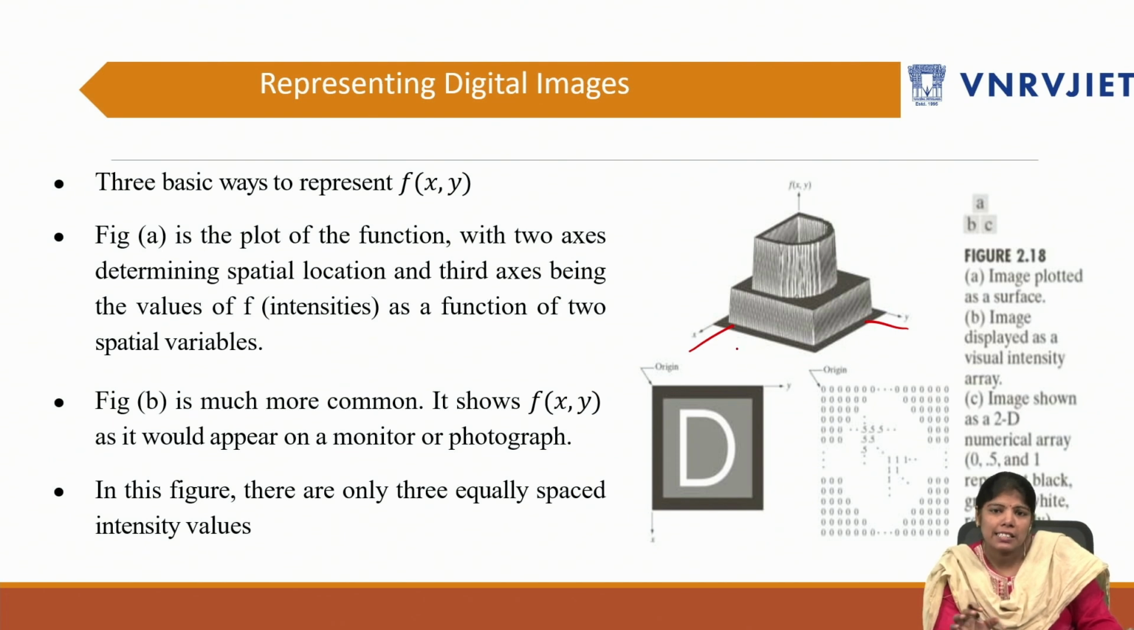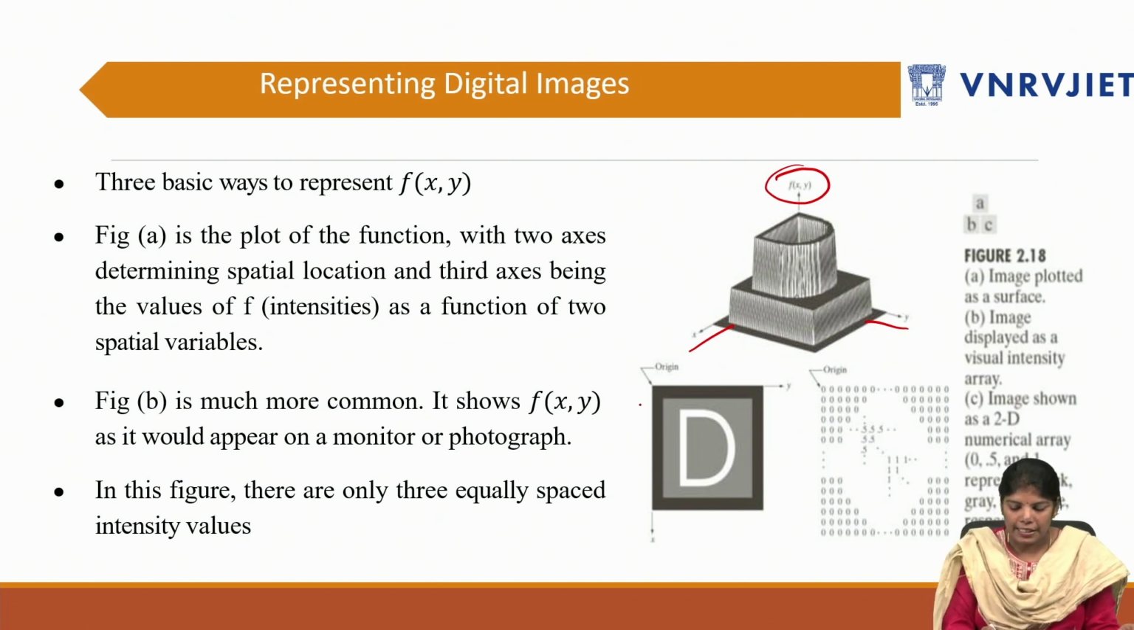Here x and y are the pixel representations, and f is the intensity at that particular pixel. This is the representation of the first format of the image, and the second one is the array representation, the visual intensity of the array.